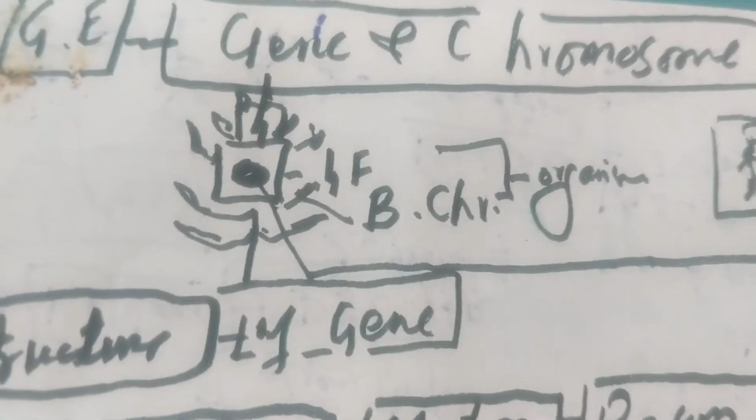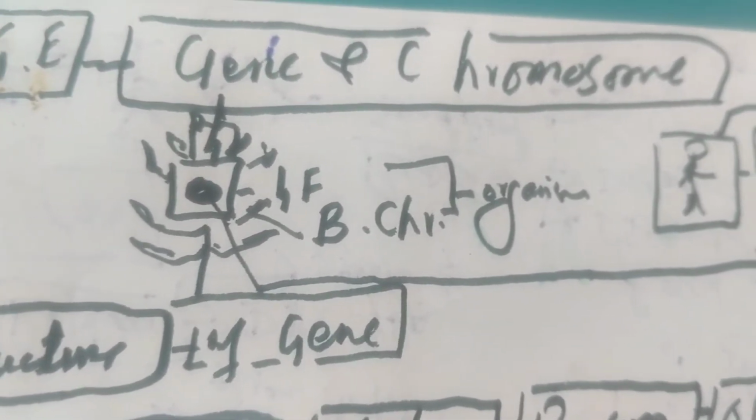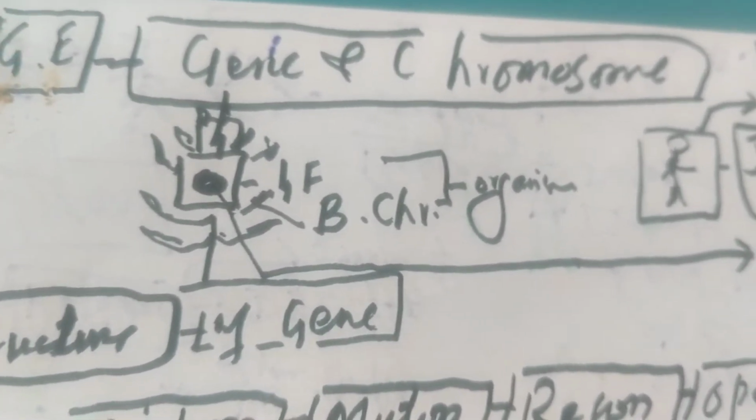Today the topic under discussion in plant breeding and genetics is gene and chromosome. What is a gene? A gene is an inherited factor of an organism which shows its biological characters.